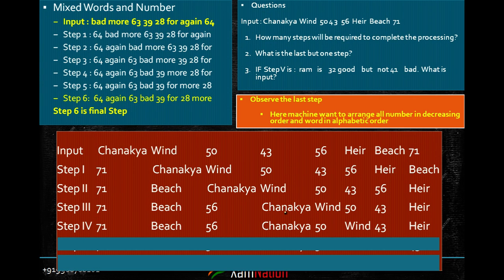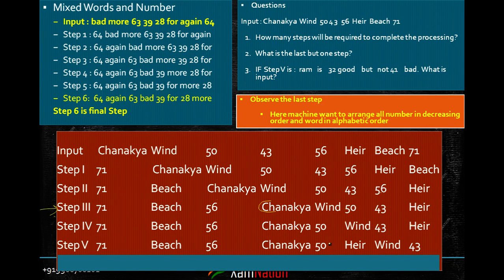So what I have done, I will just repeat. In step 3 you bring 56 here, and Chanakya, and everything is shifted to the right. Now after 56 a letter should come which should be just larger than the B, which just after the B is C, Chanakya. In the given available words, Chanakya is the word which should come here, and it is already here, so you need not do anything. Now there is a turn of number, so 50 would come here, and everything will shift towards the right.